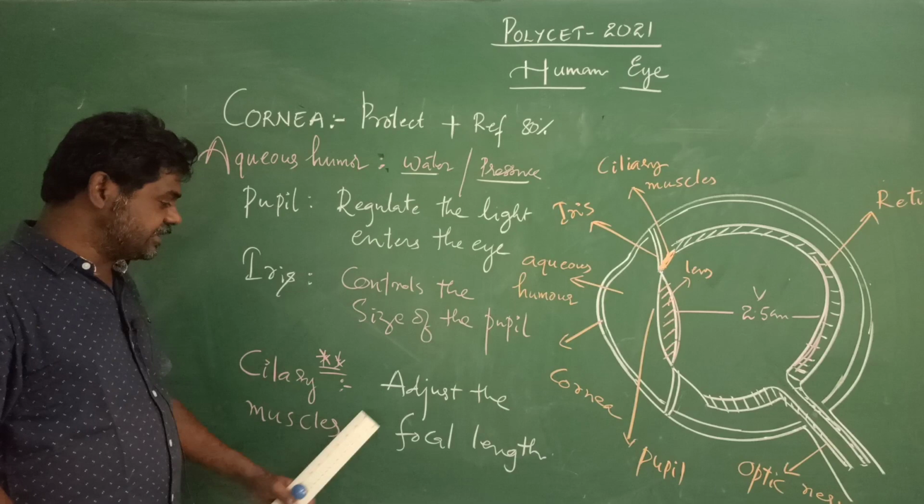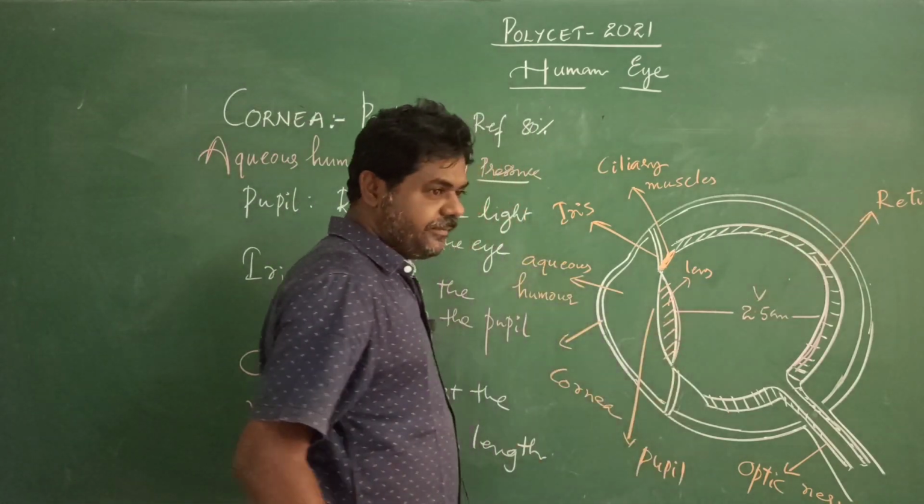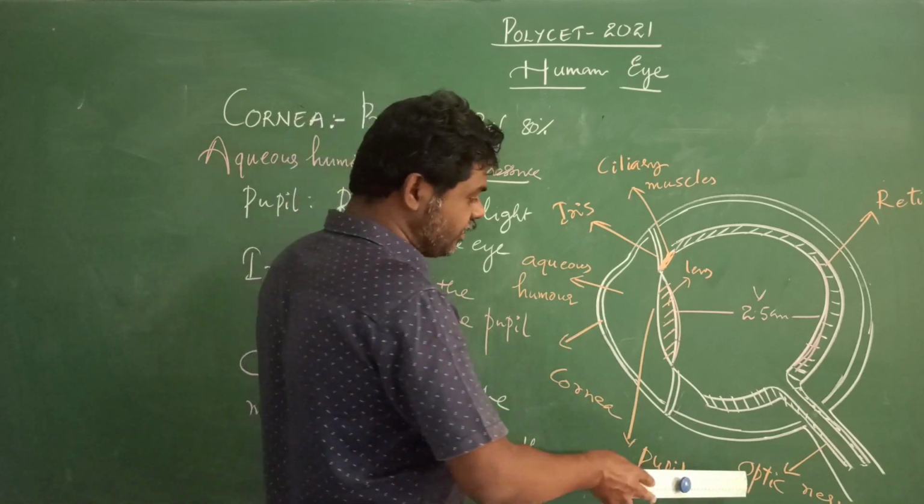So the duty of the ciliary muscles is adjusting the focal length. Is it right? And next, retina is going to act as a screen, and a very important role is played by the optic nerve.